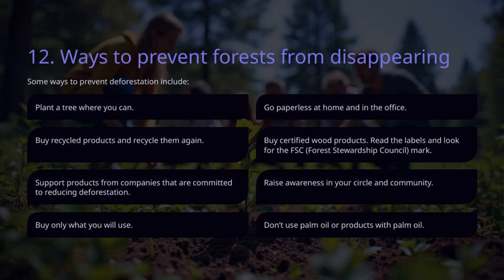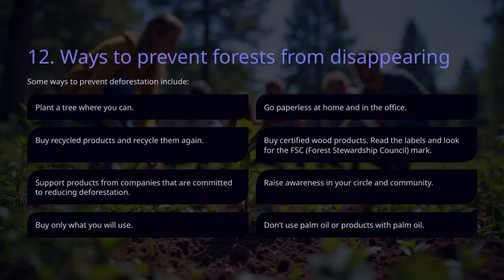Now, let's talk about some practical ways we can all help prevent forests from disappearing. First, consider planting a tree whenever you have the chance. It's a simple but powerful way to contribute. Next, try to buy recycled products and make sure to recycle them again. This reduces the need for new raw materials. Supporting companies that are committed to reducing deforestation is also key. Look for brands that prioritize sustainability.